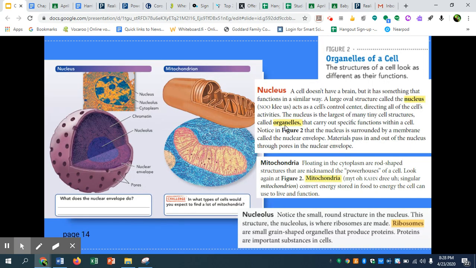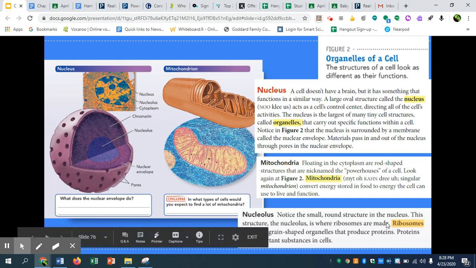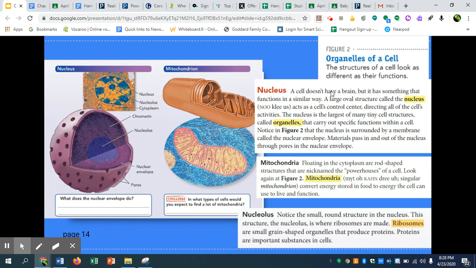Okay, so we're moving on to figure 2 now. And we're going to talk about a couple more organelles: the nucleus, the mitochondria, the nucleolus, and ribosomes. There are a lot of organelles inside each cell. So the nucleus is the large oval structure that is the control center. It tells the cell what to do. It's the brain of the cell.